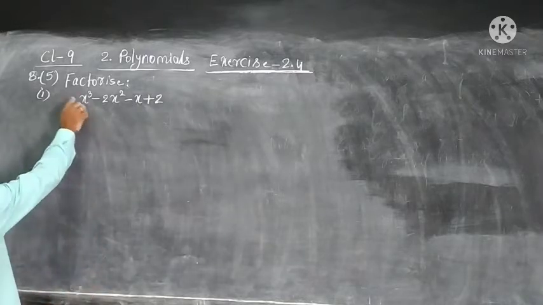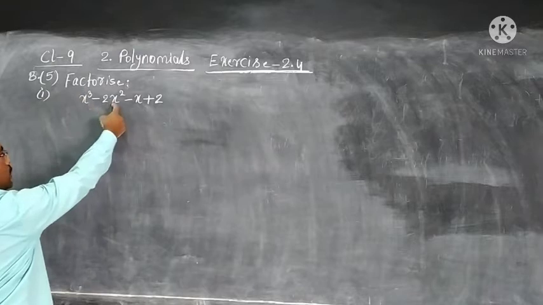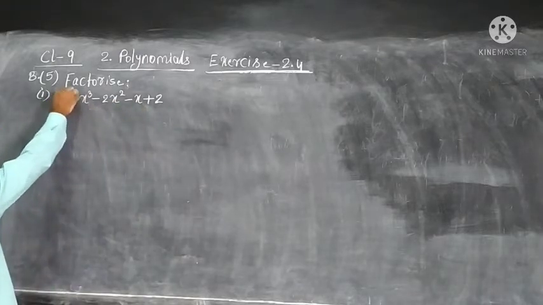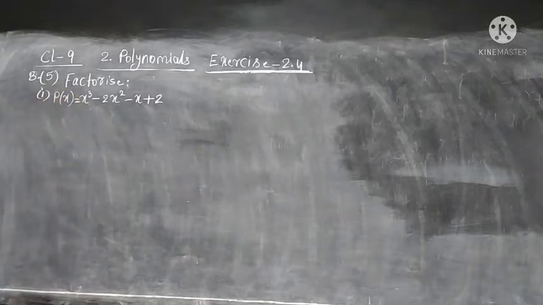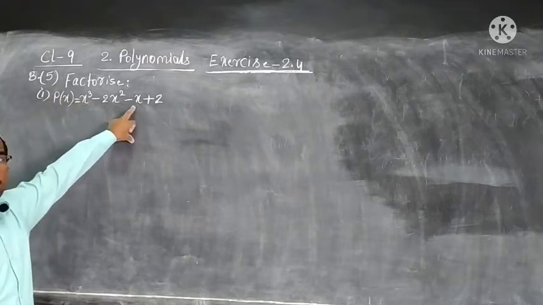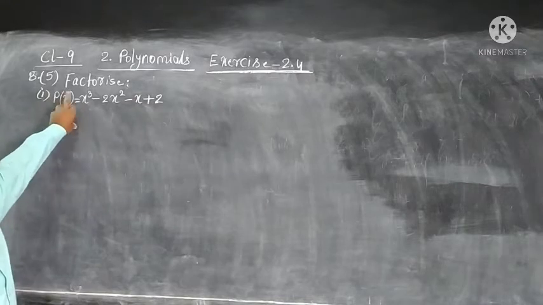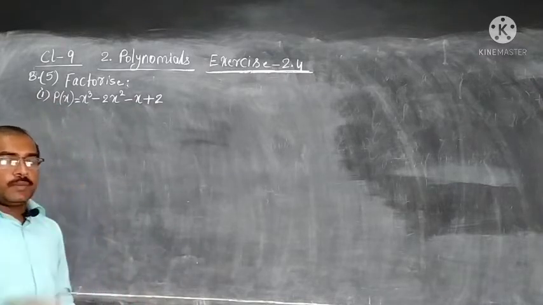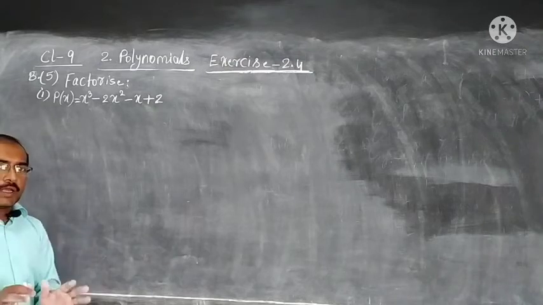So, question number 5.1 is x cube minus 2x square minus x plus 1. Let us give it a name, the polynomial of variable x, P(x). How do we read it? The polynomial of variable x. Sometimes we may get a polynomial of variable y, we will give it the name P(y), polynomial of the variable y. I hope you got the idea how we give the name. Let us see now how we factorize.